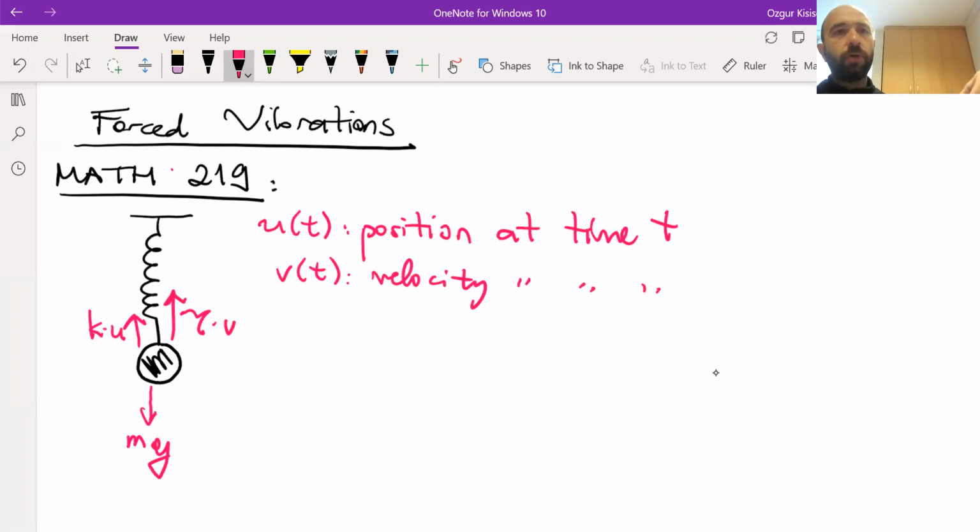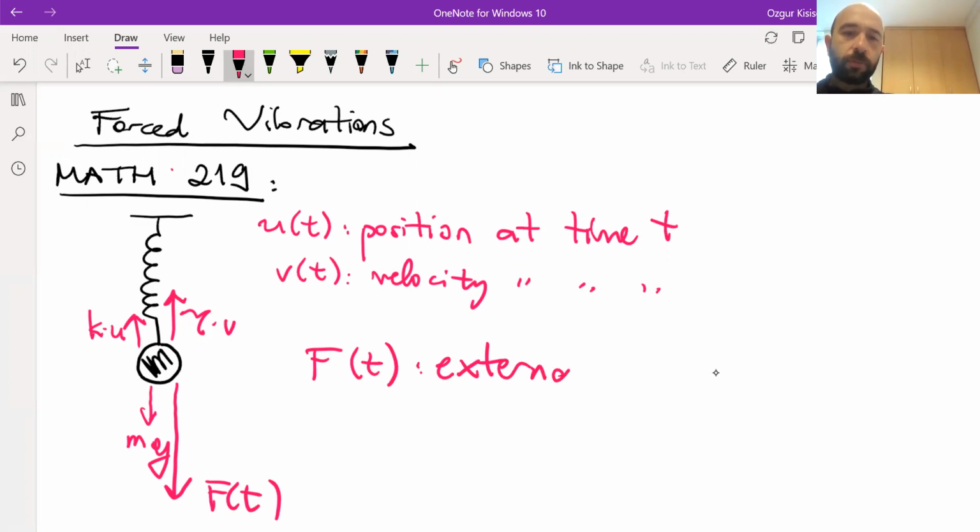Now, in addition to all of these, we'll have one extra force. So now suppose you have an external force, F of t, acting on the object. It depends on time. It does not depend explicitly on the position. So it doesn't look at the position of the object to decide how much force is to be applied, but only t matters. We model it as something coming from outside, an outside source.